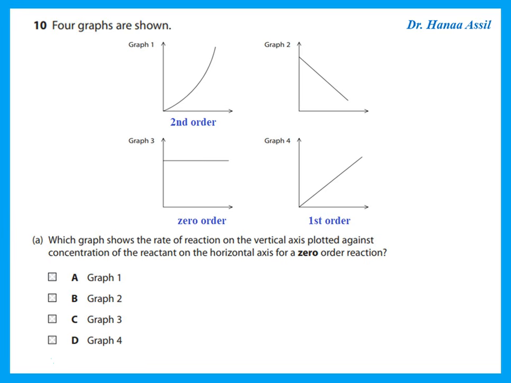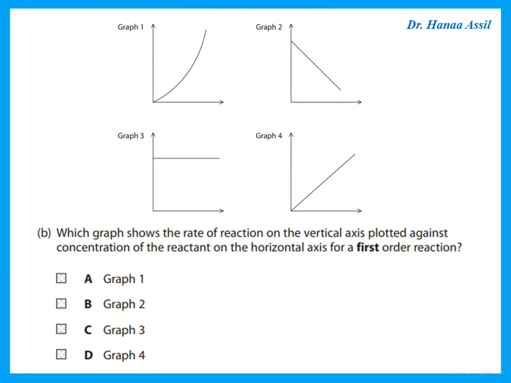You should realize that graph 1 is what we get if it is second order. Graph 3 is the one that we get for zero order, and graph 4 is actually what we get for first order. Please learn that if we don't know.